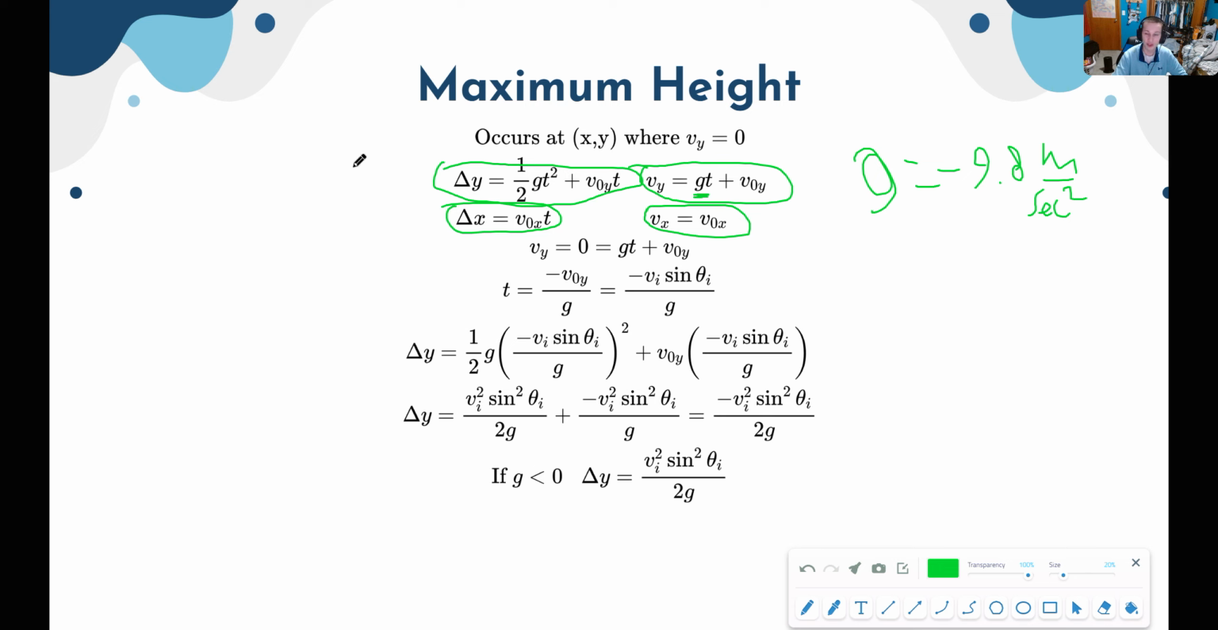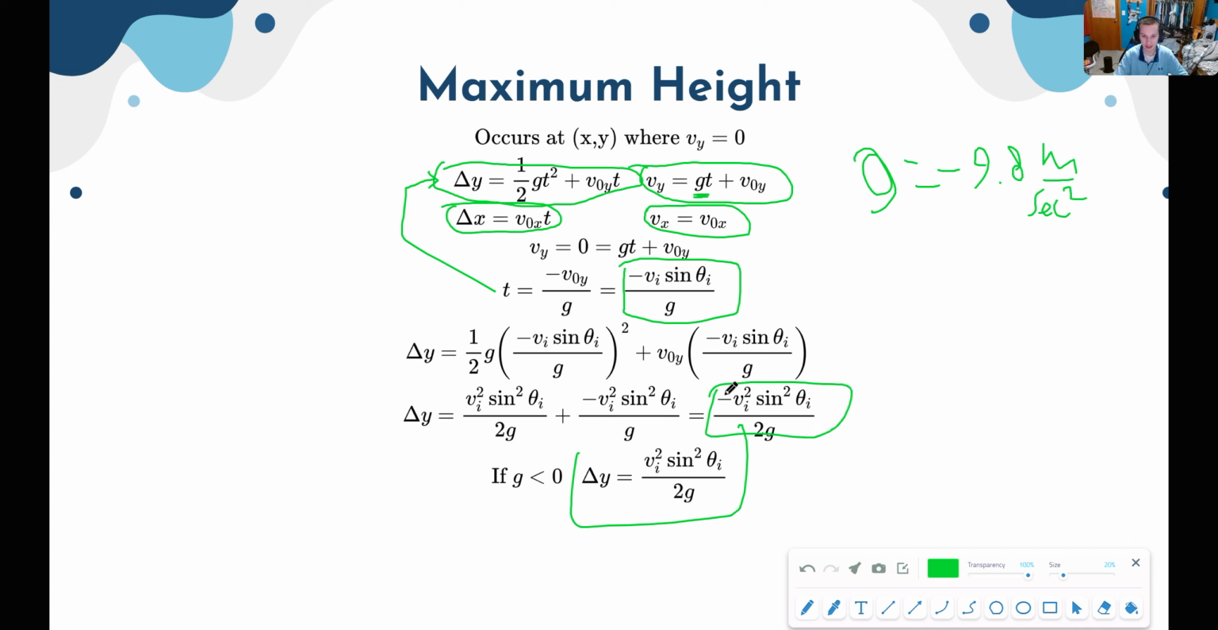So we're going to try to find the maximum height of a projectile using these equations. We set the y velocity equal to 0, and we're going to find the time at which this occurs. It turns out that the time at which we reach the maximum height is negative the initial velocity times the sine of the initial angle over the acceleration due to gravity. What we can do is plug that into our y equation, and we can get some interesting looking stuff. But when we simplify it down, we end up getting this expression right here.